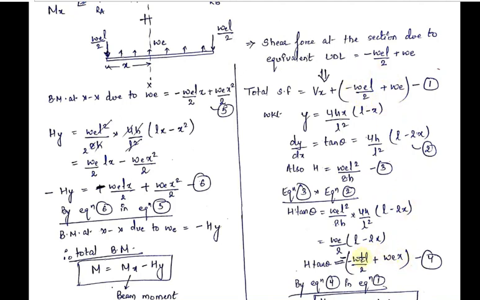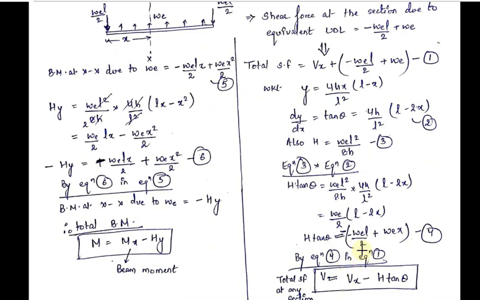So if I put the value of this term from equation number 4 into equation number 1, I will get the total shear force, and the total shear force will be equal to Vx minus h tan theta. So the total shear force at any section in a two-hinged stiffening girder is equal to Vx minus h tan theta, where Vx is the shear force at the section due to the external loads. So by this equation we can find out the value of shear force at any section.